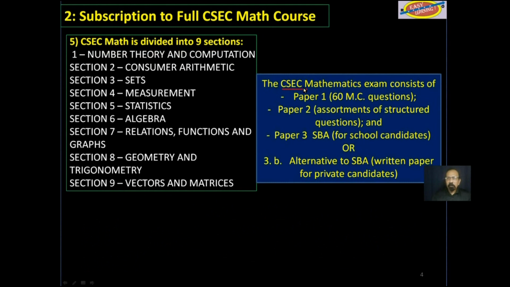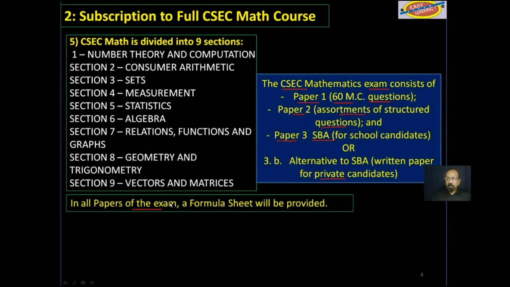The CSEC Mathematics exam consists of 3 papers. Paper 1, 60 multiple choice questions. Paper 2, in 2 sections, you have assortments of structured questions. And paper 3 is an SBA. If you are in school, you have to do an SBA. Or if you are not in school and you are writing it as a private candidate, you have to do an alternative to paper 3, which is based on the similar things that the students would have done in school for the SBA.